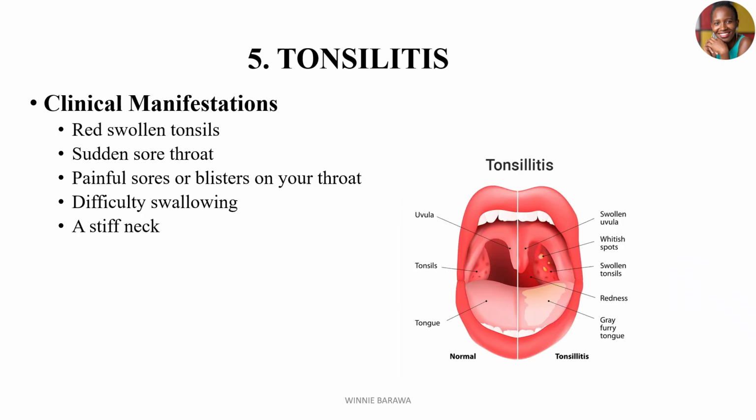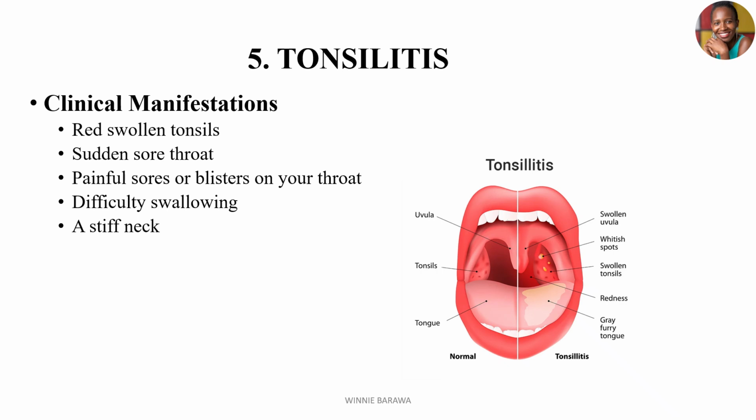Moving forward, what are the common symptoms or clinical manifestations that come along when a person has tonsillitis? We can expect the presence of red swollen tonsils, just like we explained before in the pathophysiology bit, that when the tonsils are inflamed, they tend to look reddish, they tend to swell. So when we do the physical assessment, we expect to see red swollen tonsils, or tonsils that have changed their normal appearance from basically looking pink to appearing reddish.